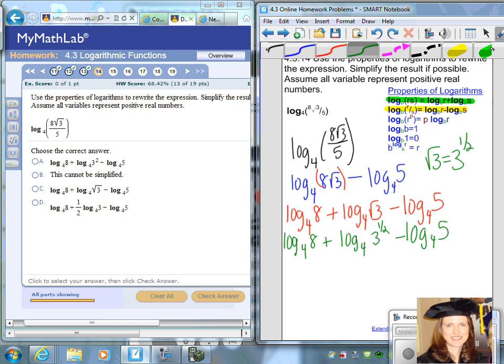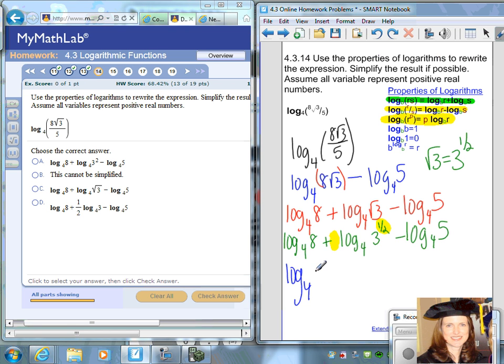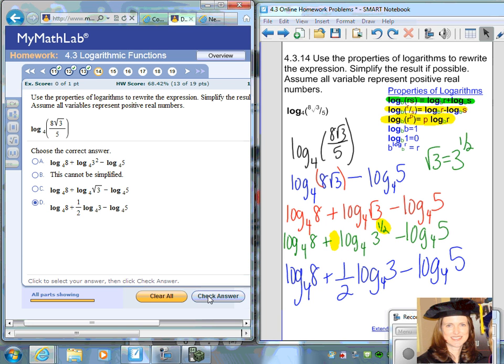Now I'm going to use the power property, this one here. Anytime you have an argument raised to a power, this power I'm going to move out in front. So this becomes log base 4 of 8 plus this 1/2 power. I'm going to move it out in front of the logarithm. That's that third property of logarithms, and write everything else the same. Now I can make my choice on my math lab and check your work.